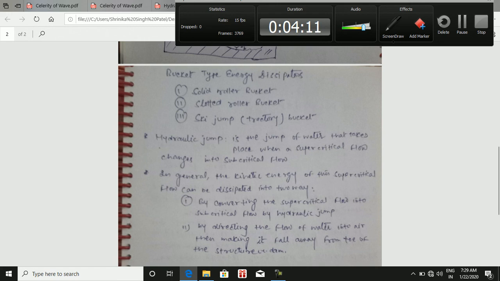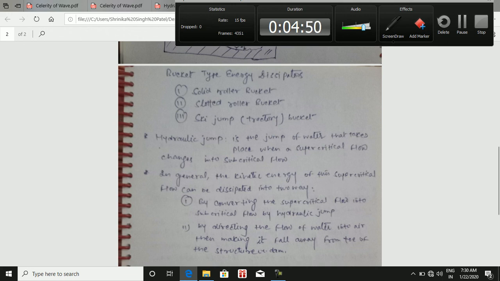We have already mentioned that the hydraulic jump is the jump of water that takes place when a supercritical flow changes into subcritical flow. In general, the kinetic energy of this supercritical flow can be dissipated in two ways. The first one is by converting the supercritical flow into subcritical flow by the hydraulic jump. If there is a possibility of hydraulic jump, then we can dissipate the energy.